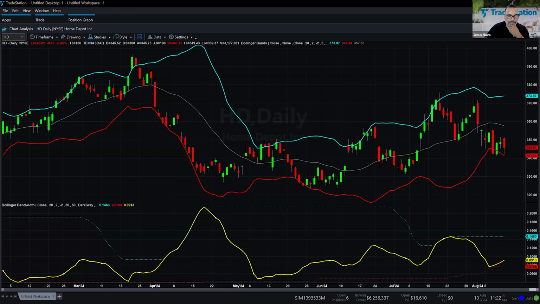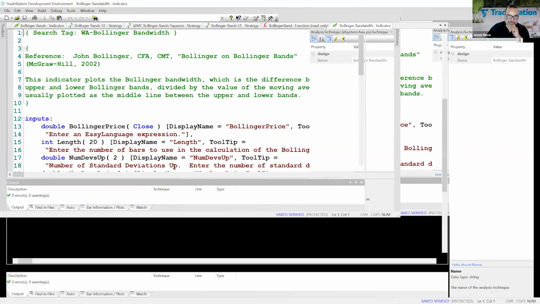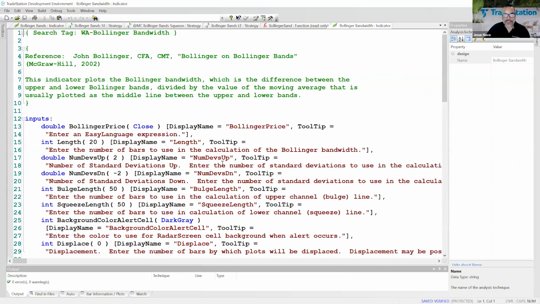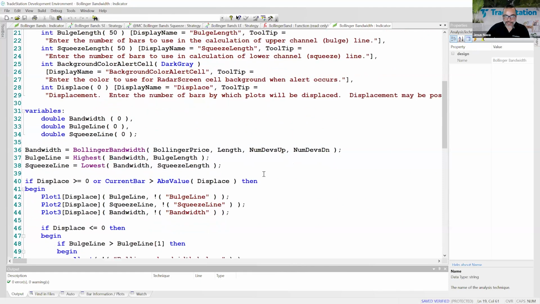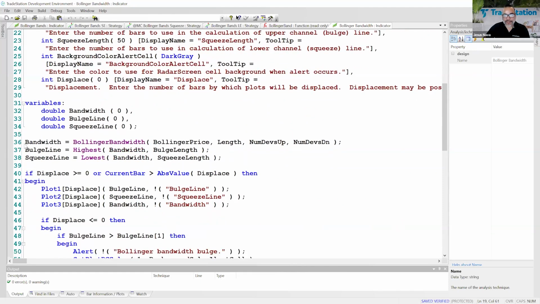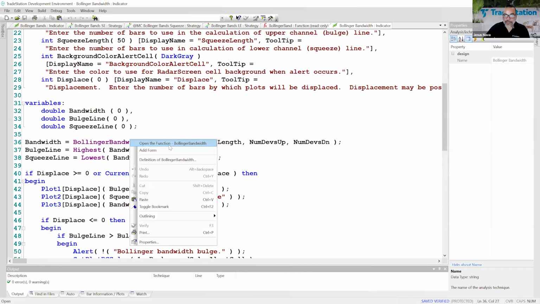Okay, opened up on another screen. We're over to this one that's being shared. Okay, so this is the easy language for the Bollinger Bandwidth. All I'm going to do is scroll down here a little bit, because you can see on line 36, bandwidth is being calculated, and it uses a function which is Bollinger Bandwidth. I mean, you can right click on this function and open up the function.